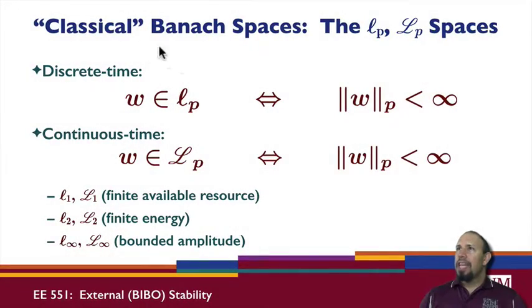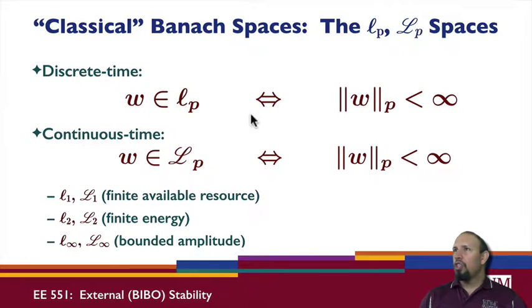So the classical Banach spaces are the little l^p and the big L^p spaces. A discrete time signal is in little l^p if and only if the discrete time p-norm of that signal is finite. Little l corresponds to discrete, big L corresponds to continuous. So a signal is in the continuous L^p space if the continuous time p-norm of that signal is finite.